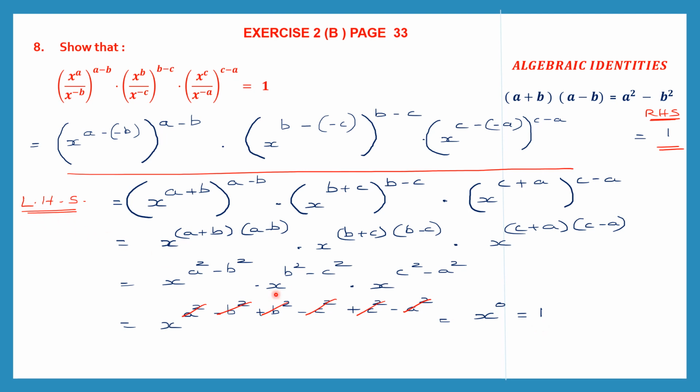That means the left hand side is equal to 1 and the right hand side is equal to 1. So we have proved that the left hand side is equal to the right hand side, because after working out the left hand side we got 1 and on the right hand side also we have 1. So left hand side is equal to right hand side, hence we have proved this.